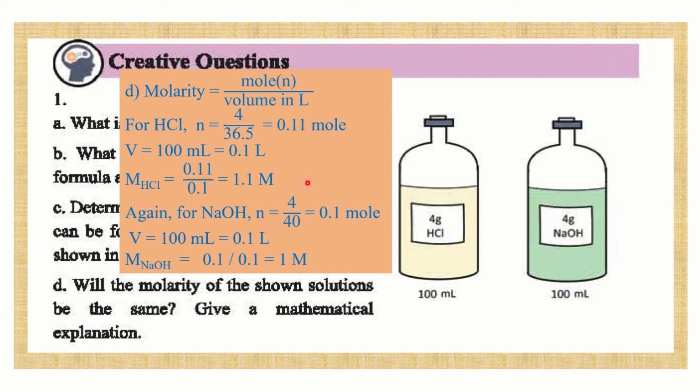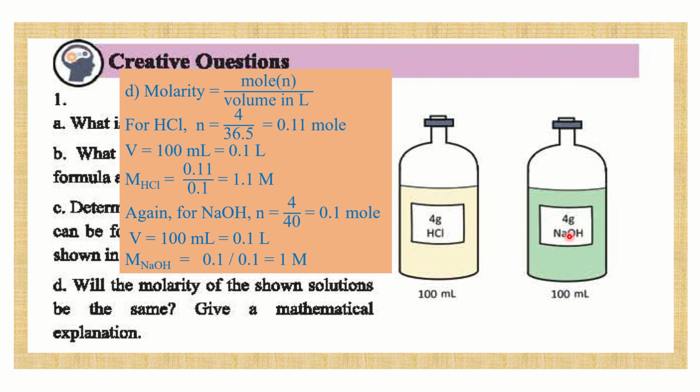We know molarity is mole per volume in liter. Molarity equals mole of substance divided by volume in liter. There are 4 gram HCl and 4 gram sodium hydroxide. If the mass of a component is divided by its molecular mass, then we will get the mole number. So how many moles of HCl are there? 4 gram divided by molecular mass 36.5. So there are 0.11 mole HCl present in this solution.